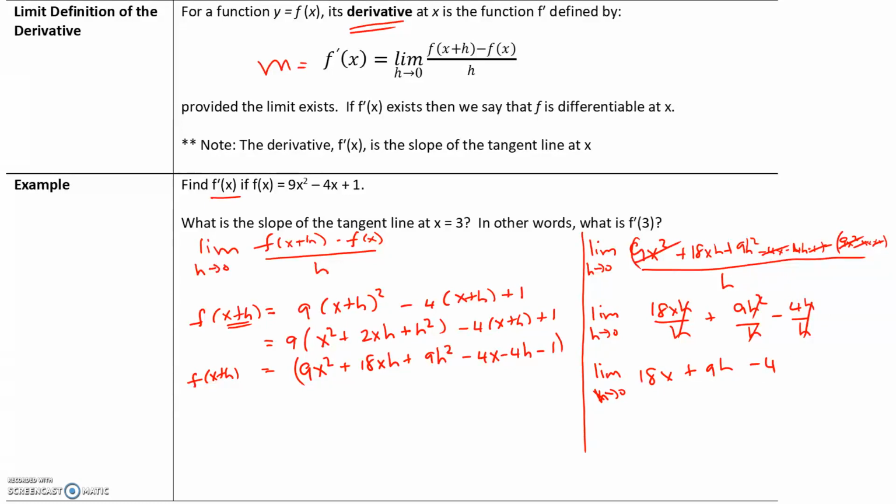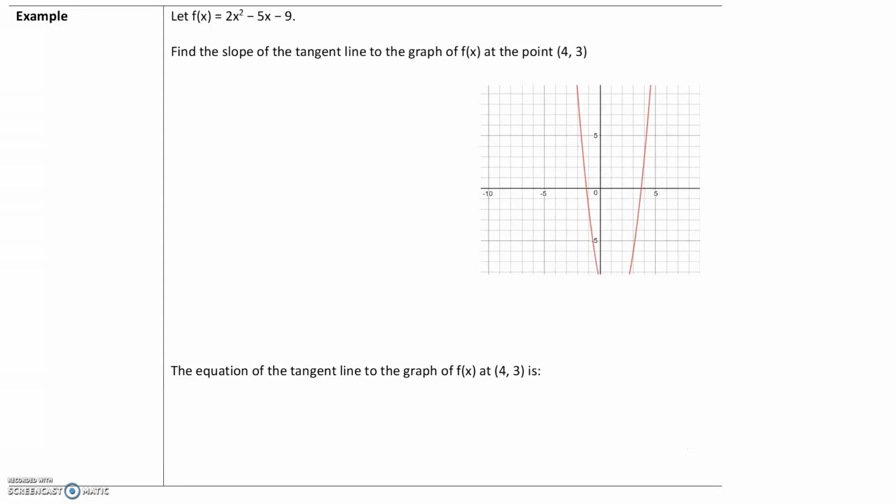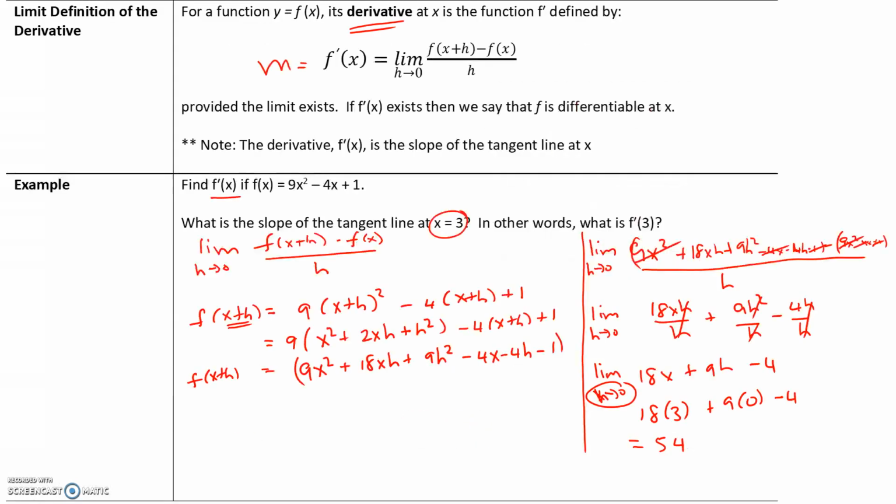Lastly, the value of x is 3, and h is approaching 0. So we have 18 times 3 plus 9 times 0 minus 4. So 18 times 3 is 54. 9 times 0 is 0, and 54 minus 4 is equal to 50. So after all that work, the slope of the tangent line at x equals 3 is equal to 50. This is also called the derivative. It's called the instantaneous rate of change, which is the slope of the tangent line at the point x equals 3, and it's also f prime of 3.